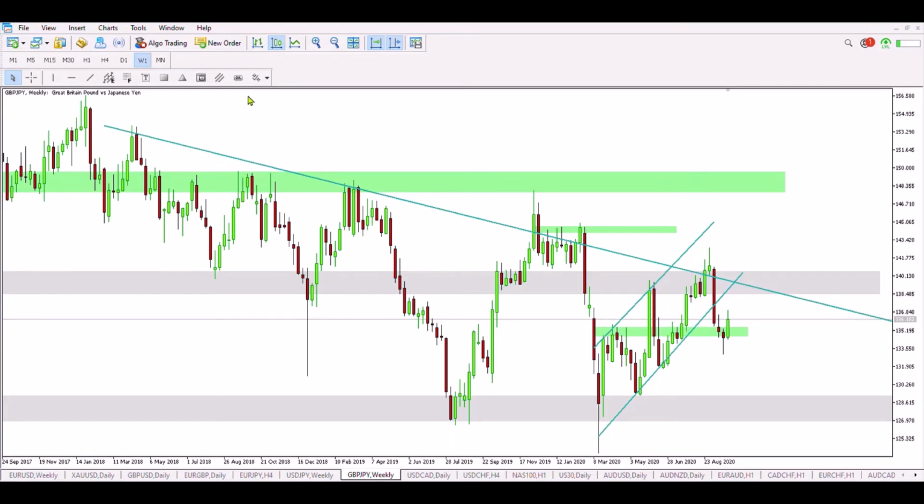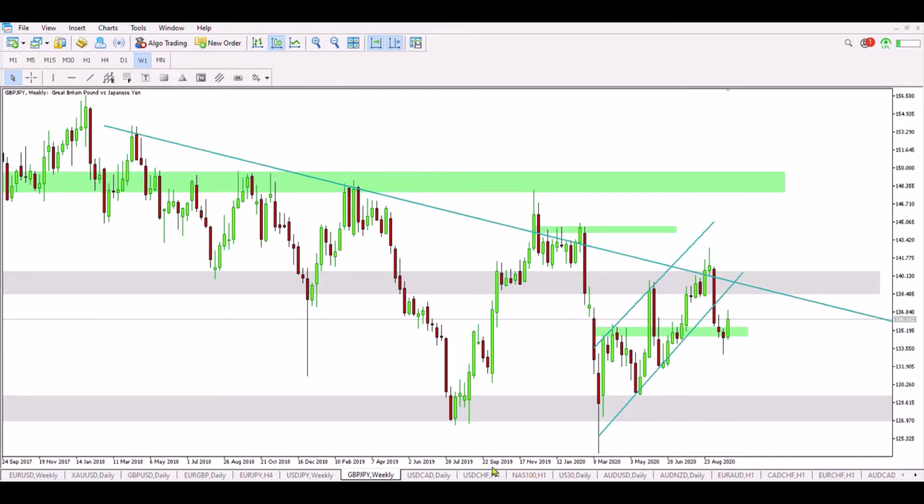Okay guys, we're still on the weekly chart on GBP JPY, and we can see this bullish engulfing candle after a nice pin bar candle on the weekly chart. I expect to see a push to the upside.